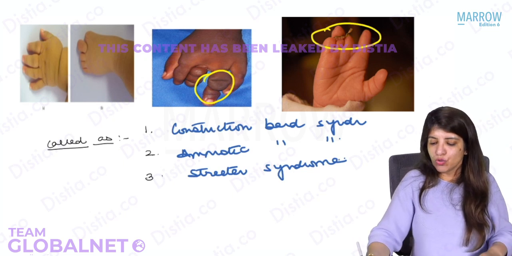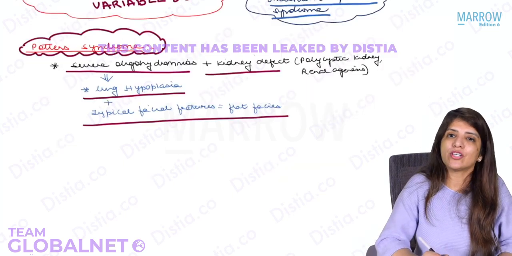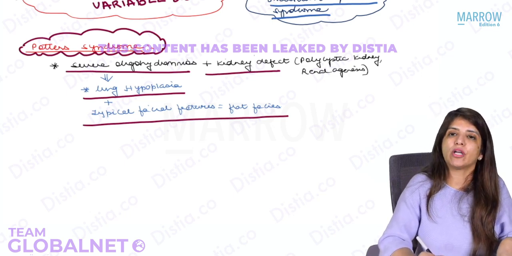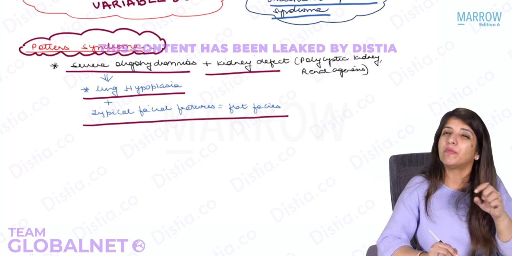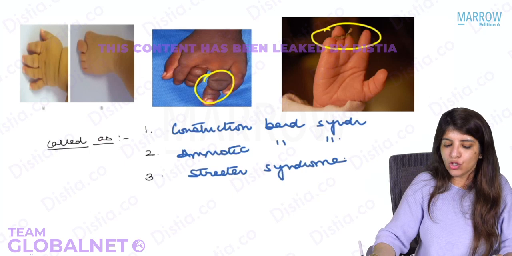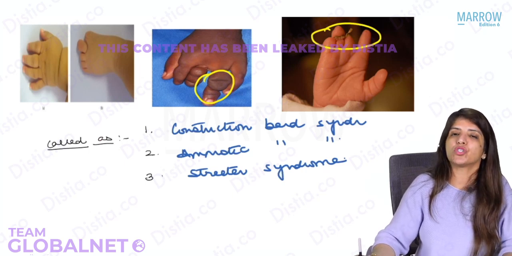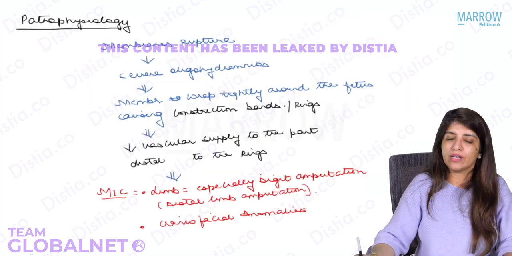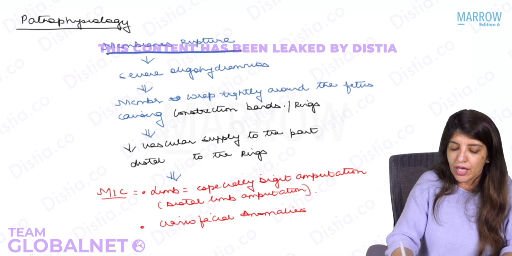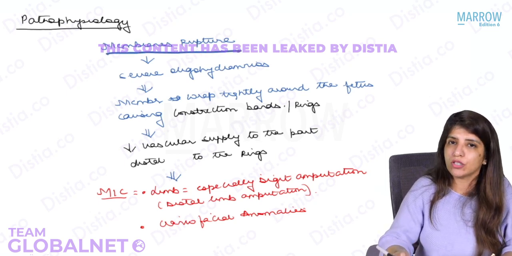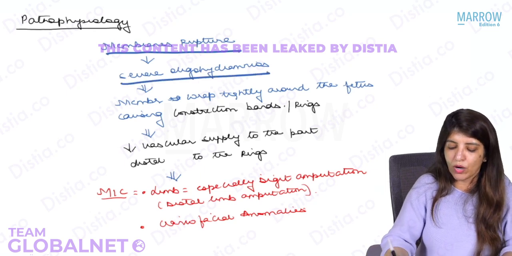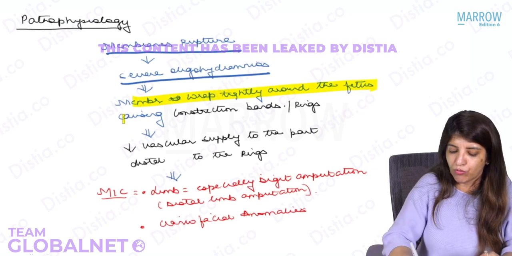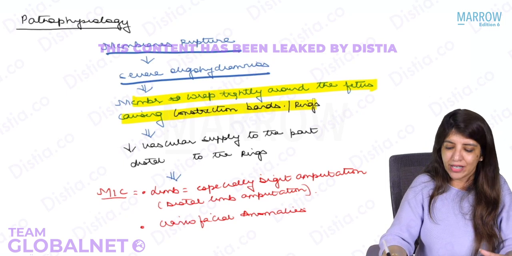So one syndrome which you get in oligohydramnios is Potter's syndrome, where there is kidney disorder along with severe oligohydramnios, along with pulmonary hypoplasia and typical facial features. And then you have another syndrome associated with it, which is called as amniotic band syndrome or constriction band syndrome. Now, what happens over here? This is seen when the membranes rupture. Now, when membranes are going to rupture, the entire amniotic fluid is going to come out. So there will be severe oligohydramnios, and the membranes, they are going to tightly wrap themselves around the fetus, causing constriction bands or constriction rings.